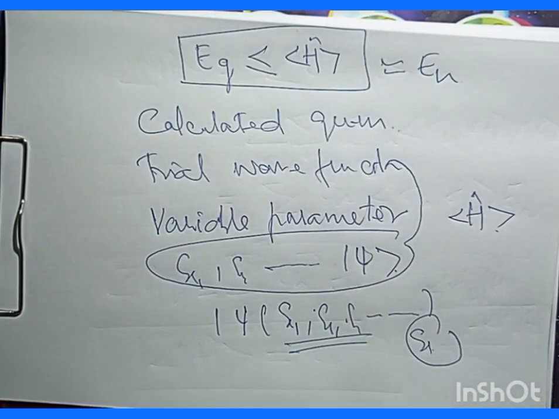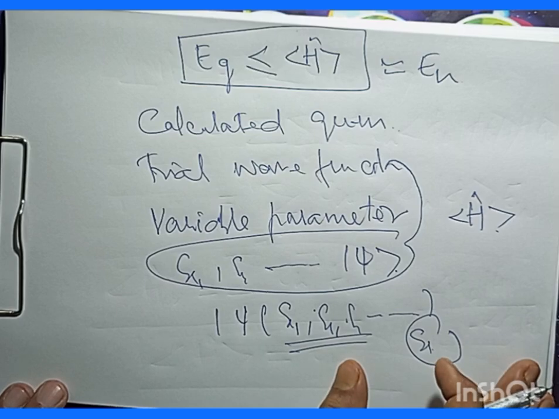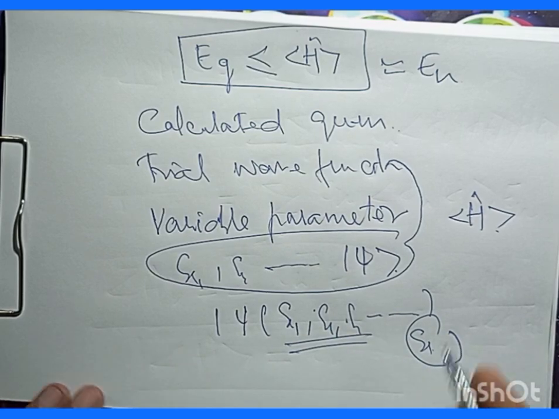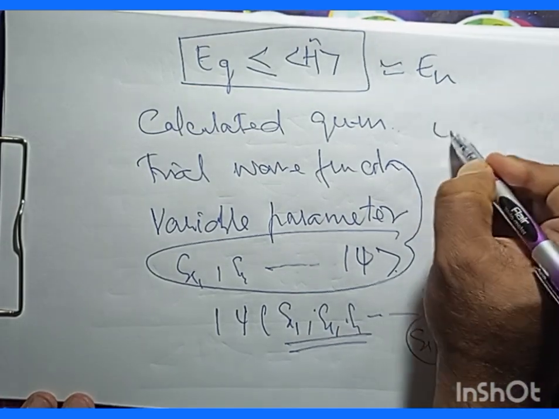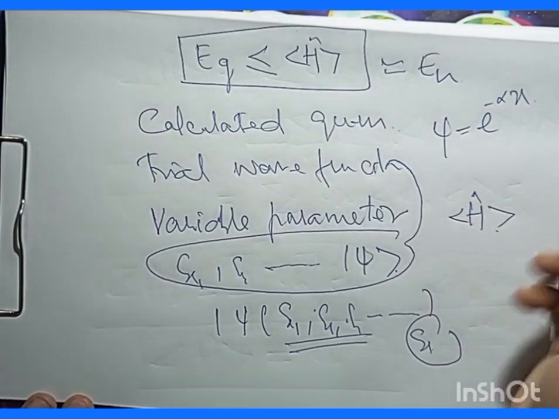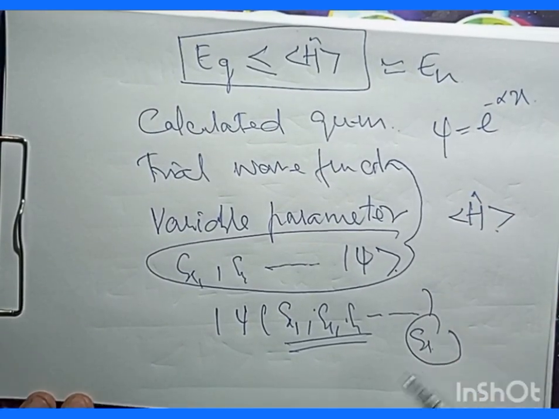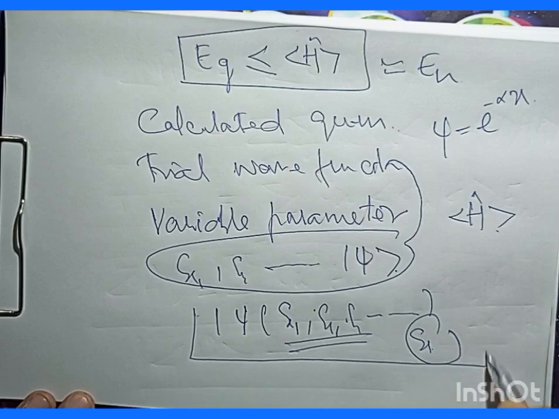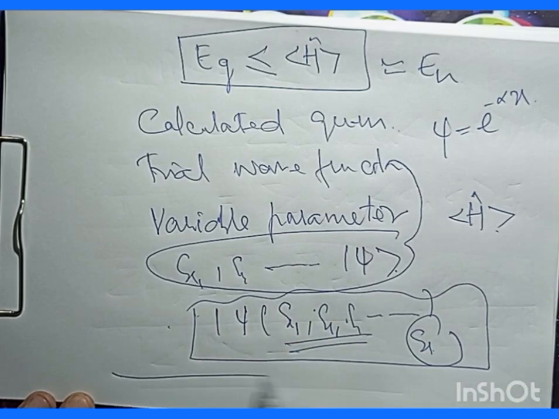Now, for example, if we talk about calculating the ground state of the hydrogen atom, and we have the best trial wave function for that, psi equal to e to the power of minus alpha x, where this alpha is the variable parameter that needs to be adjusted with respect to the particular problem.